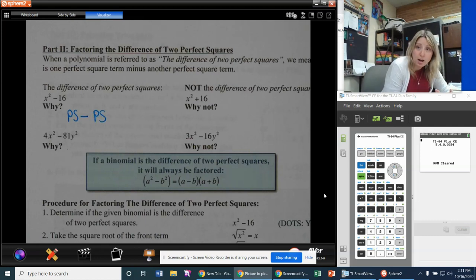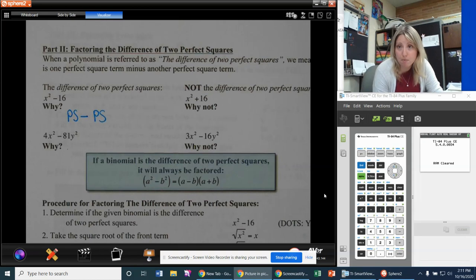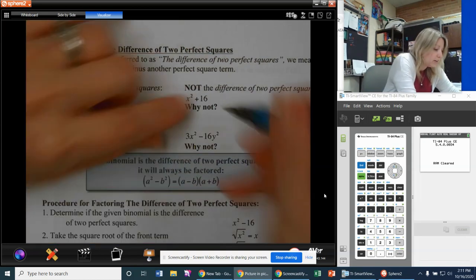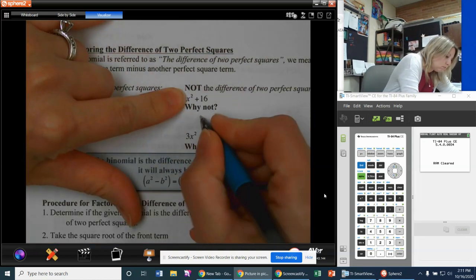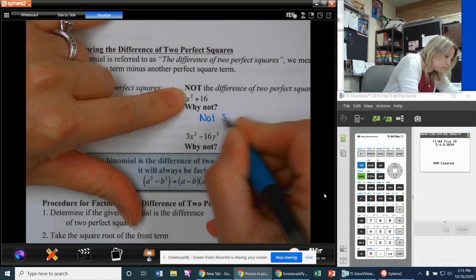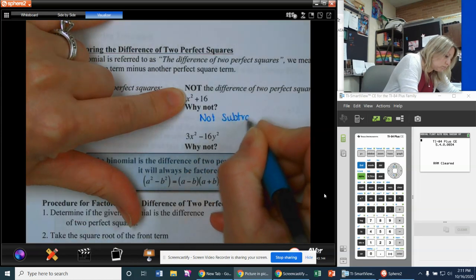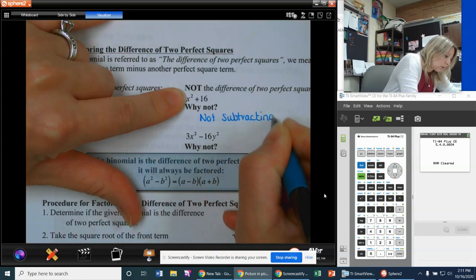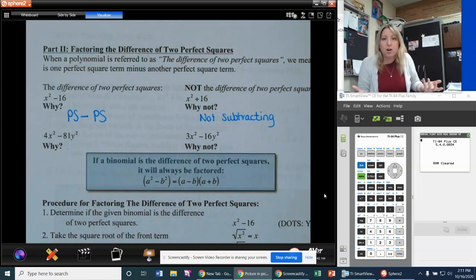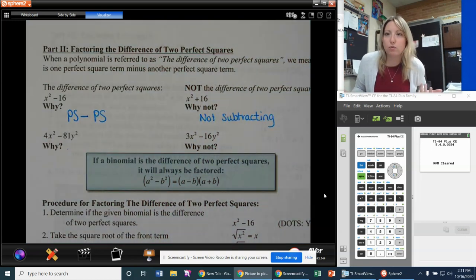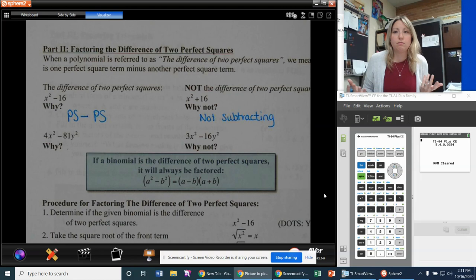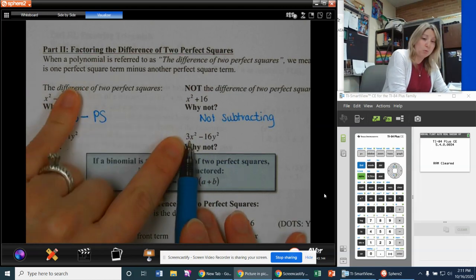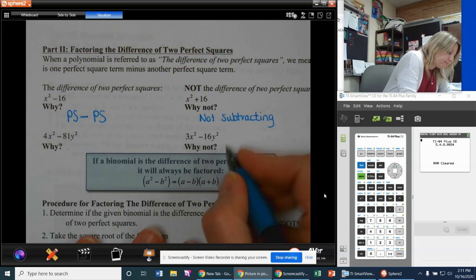When you don't have dots, you cannot factor the way I'm about to show you. So this is not dots. Why not? You're not subtracting. Okay, difference is subtracting. If you're not subtracting, you don't have the difference of two squares. 3 is not a perfect square. That's it.